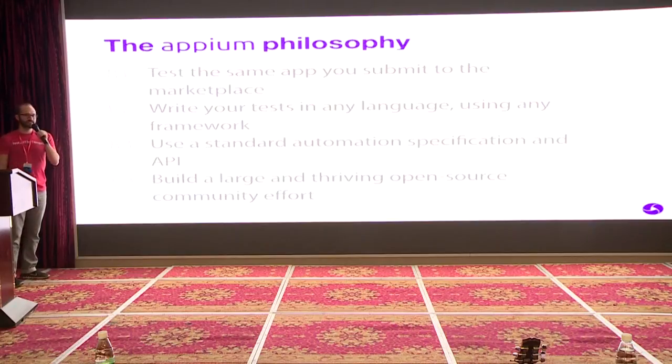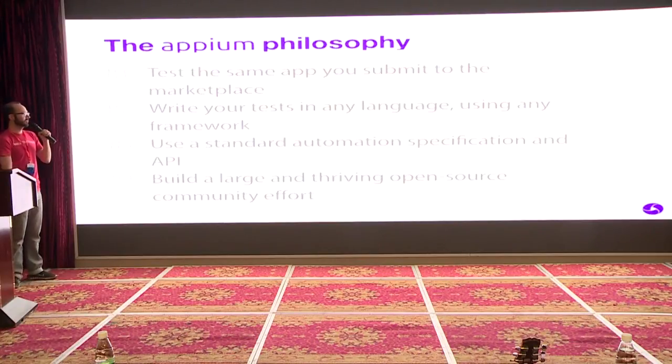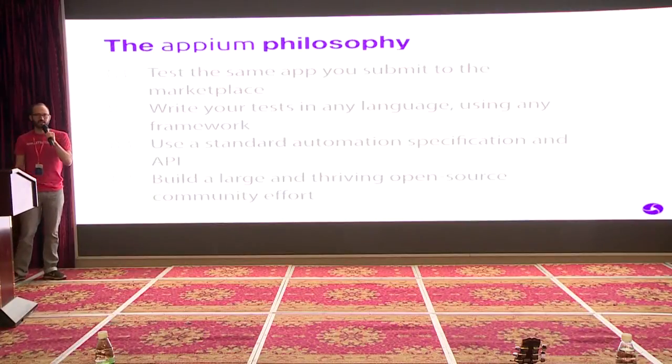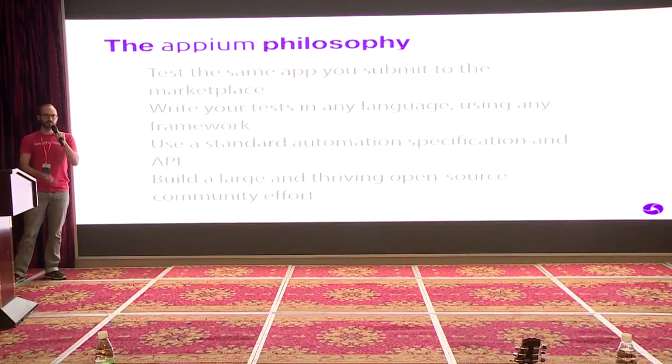We have a philosophy called the Appium philosophy, and it has 4 rules that we try to follow when we're building Appium to make it the most awesome framework for you to use in automating your mobile apps. The first point is that we think you should always test the same app that your users are using. So we don't think that it's a good idea for you to test one app but then ship a different app to your users.